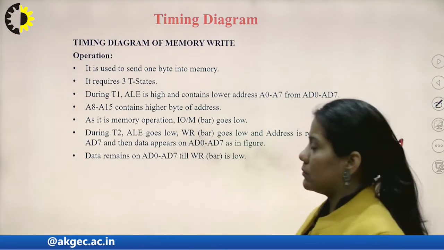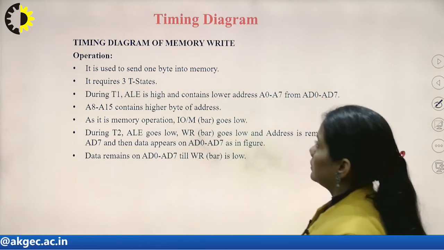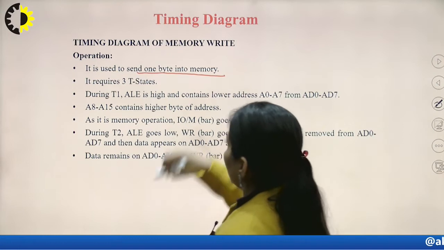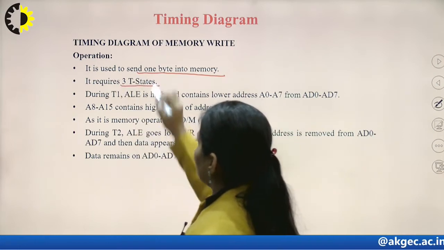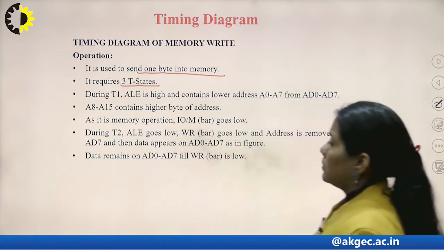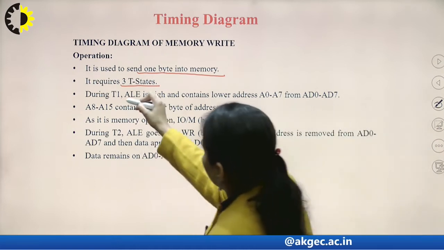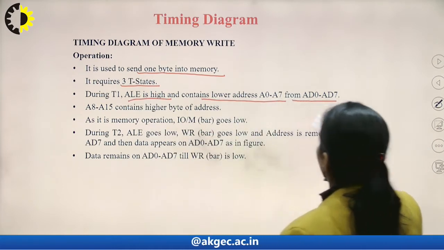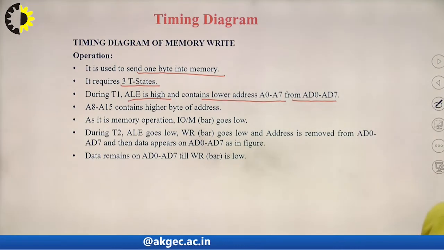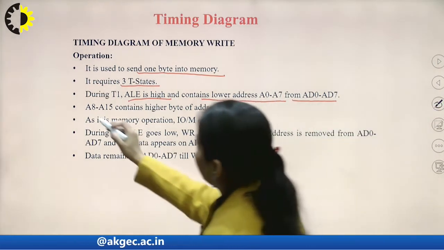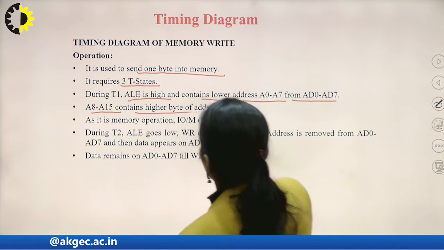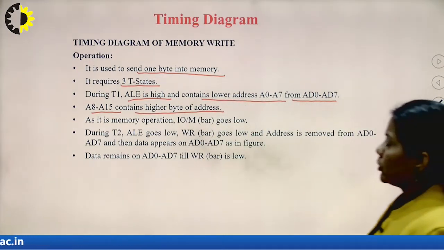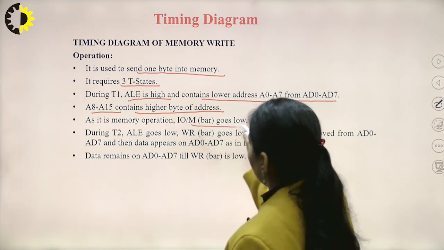Now, the next machine cycle is memory write. It is used to send 1 byte into the memory. It requires 3 T states. During T1, ALE is high and it contains the lower address A0 to A7 on AD0 to AD7. A8 to A15 contains the higher byte of the address. As it is a memory operation, IO/M bar goes low.